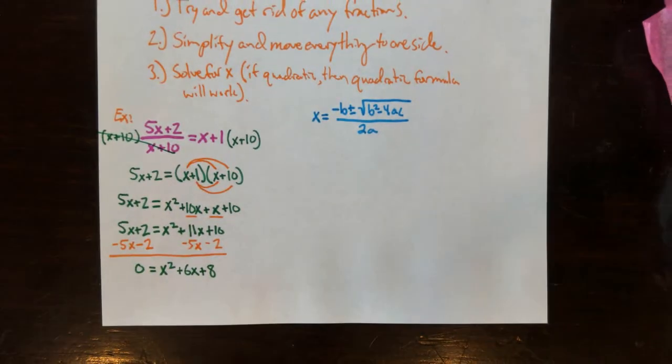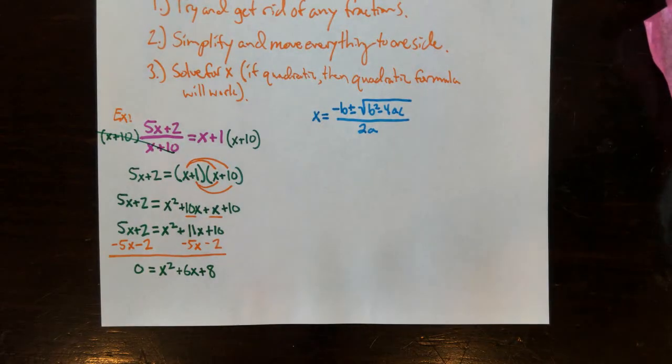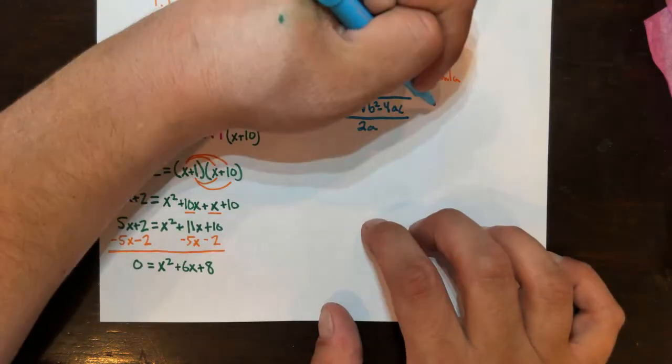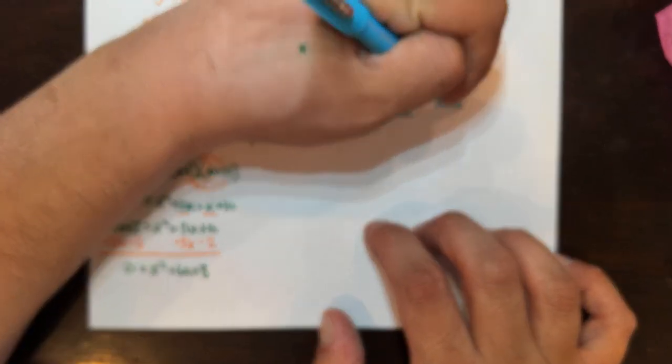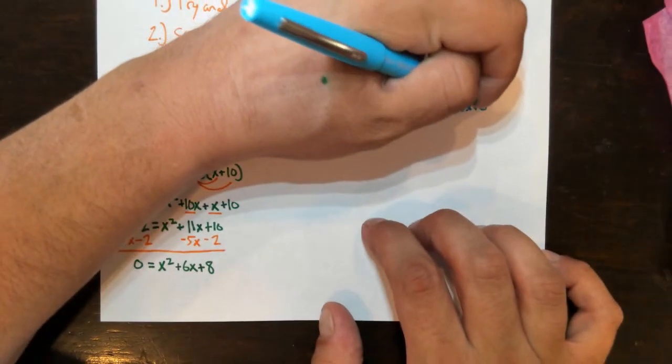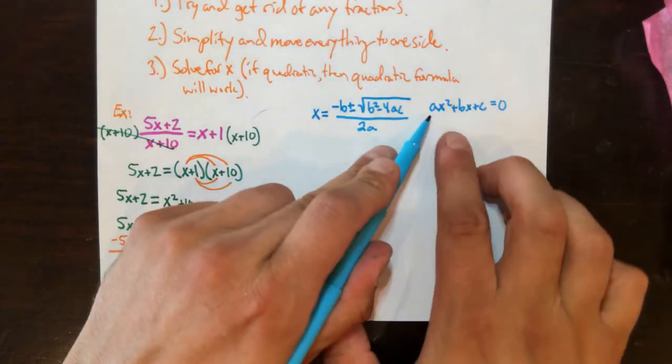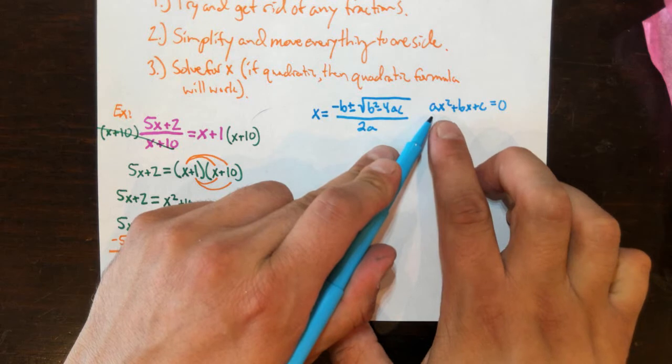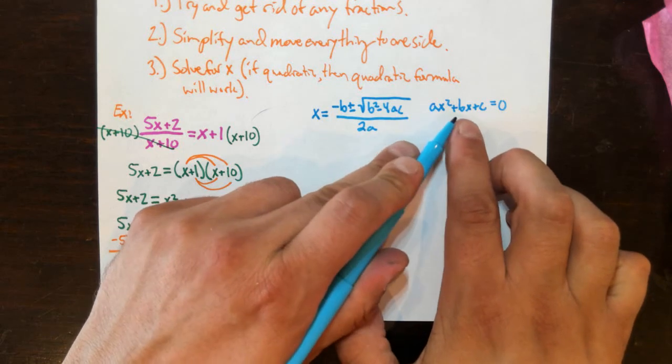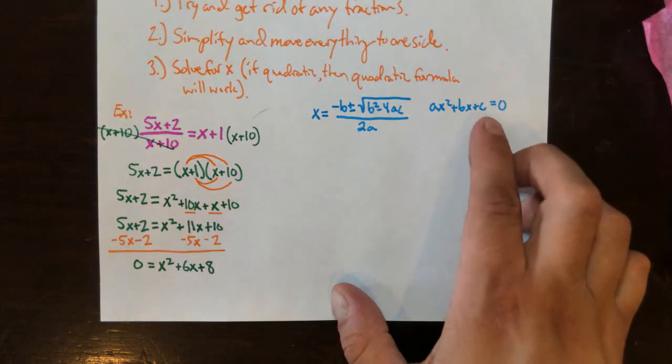So let's remember our old friend, the quadratic formula. x equals negative b plus or minus the square root of b squared minus 4ac, over 2a, when it's in this form. So notice a, remember, is the coefficient of the x squared term, b is the coefficient of the x term, and c is the constant value.